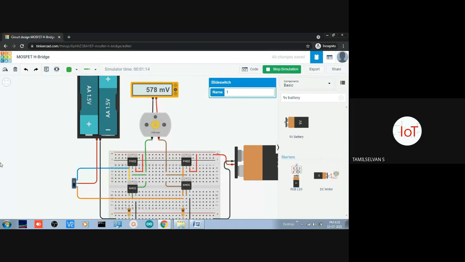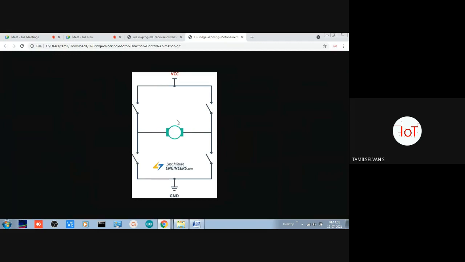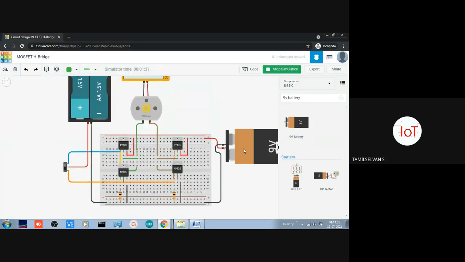Here I have used one manual switch, but in real time you are going to use a controller. That controller will give you a low voltage like 0 and 3.3 volts. In order to operate a high voltage device with the help of a low voltage device, we need an interfacing circuitry called a driver. That driver is the H bridge. Since it is looking like an H in shape, that's why it is called an H bridge circuitry.